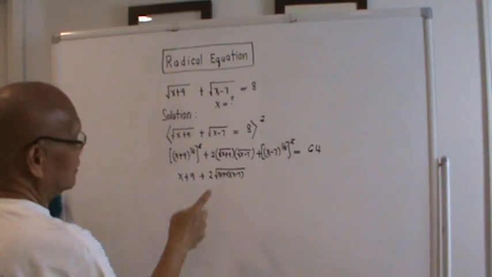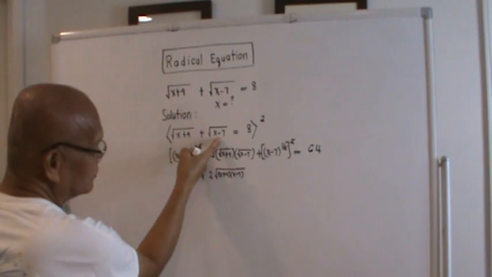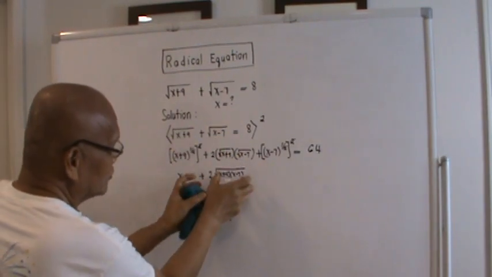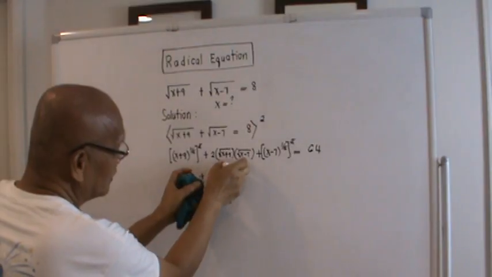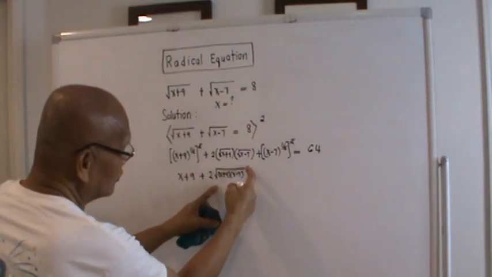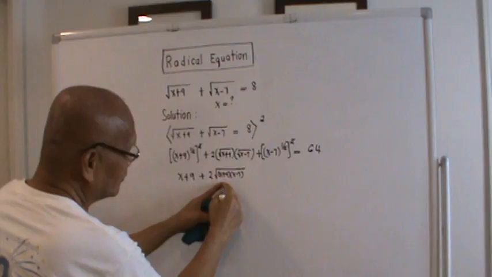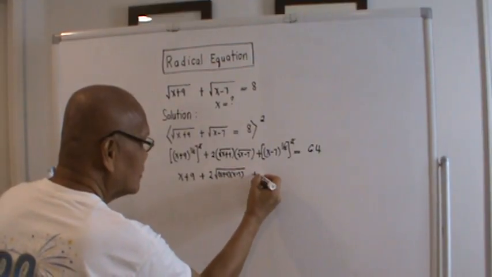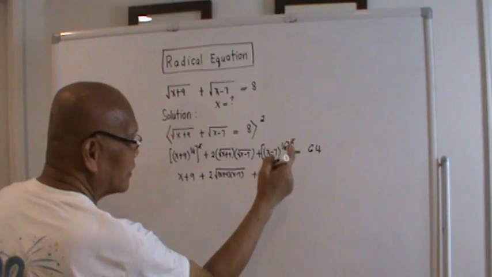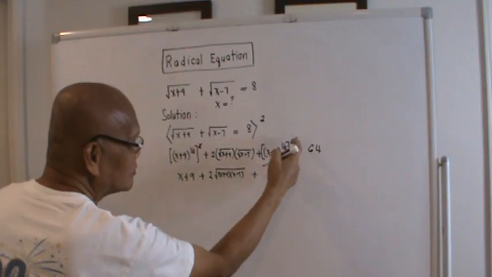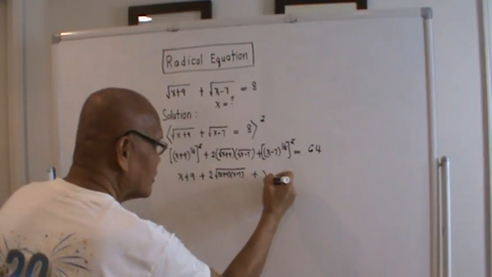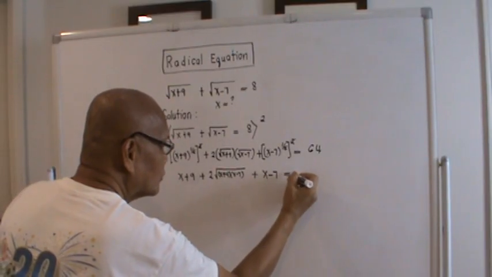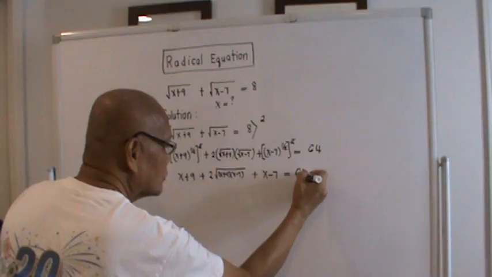Okay? This is under square root, this is under square root, and we are multiplying. So actually we could convert this under one single square root, but we have to multiply it. Plus this one here, like what I said, this 2 cancels with this, so it will now just be simply x minus 7. And this should be equal to 64.